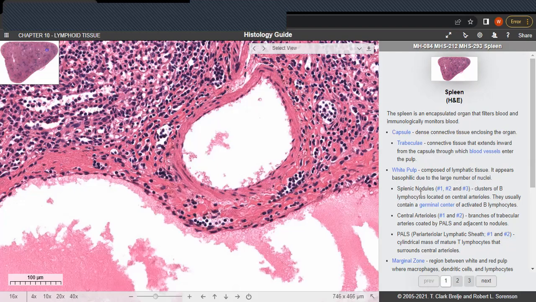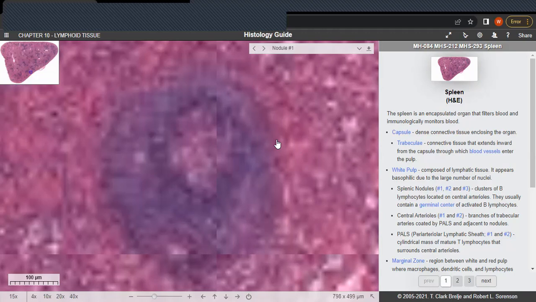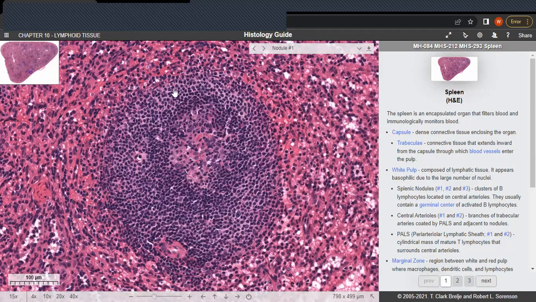So we will have what is known as splenic nodules. Splenic nodules are like these ones. This is a splenic nodule. This is a splenic nodule. You can see we have a germinal center and a mantle zone. Germinal center, remember, is where we have actively dividing B lymphocytes.